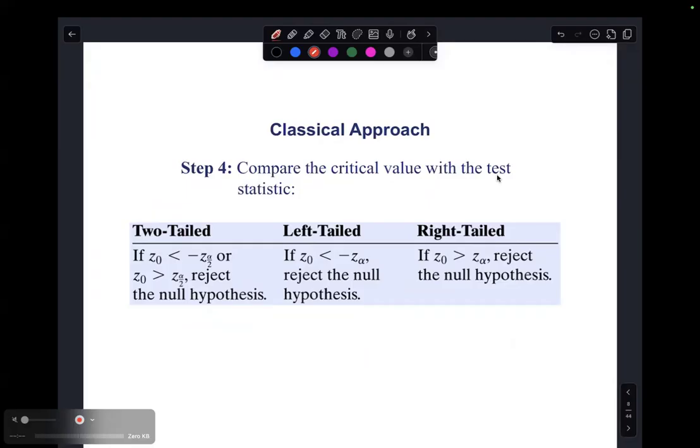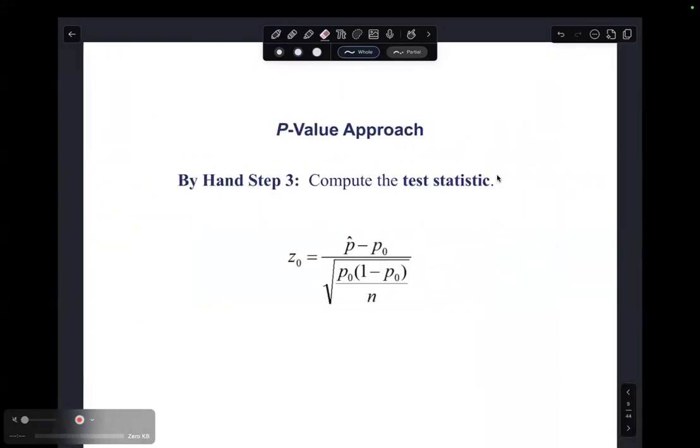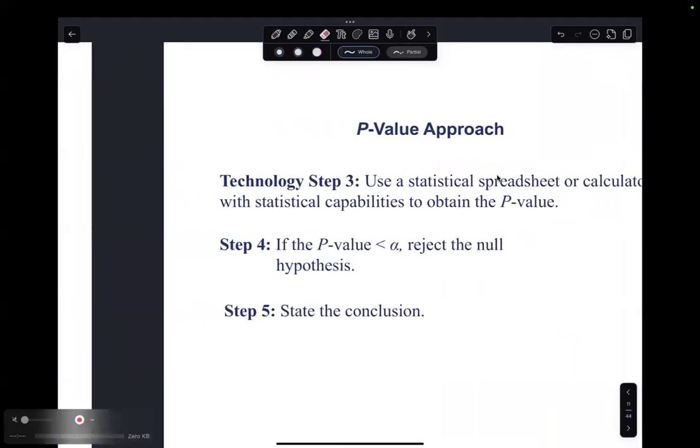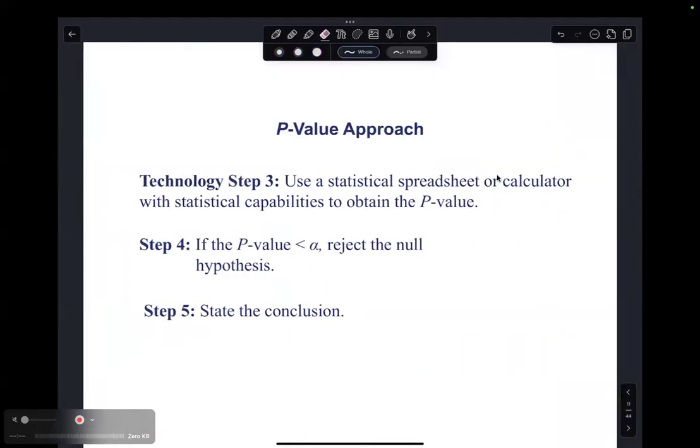Alrighty. So, for a two-tailed test, if I'm greater than the positive or smaller than the negative, then I'm going to reject the null hypothesis. Basically, if it falls in the critical region. This is confusing, and I'm just going to move past it. I already told you how to compute the test statistic. This right here is if my p-value is less than alpha, we will reject the null hypothesis.